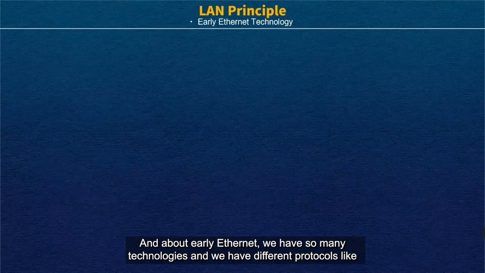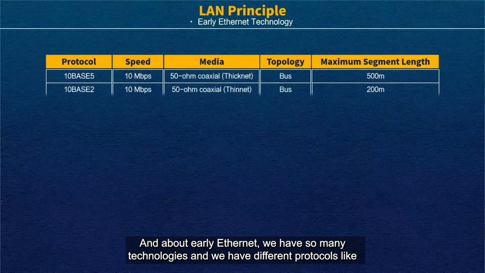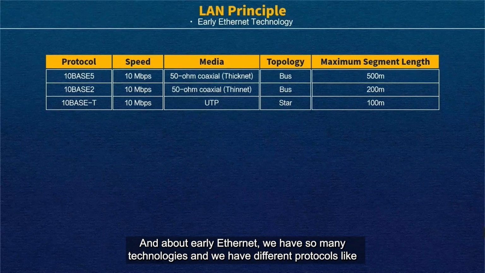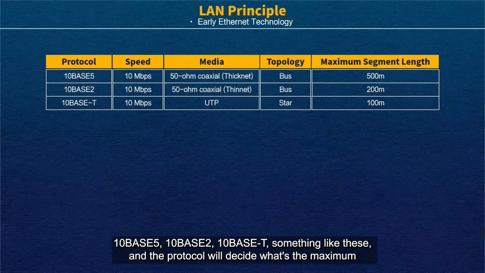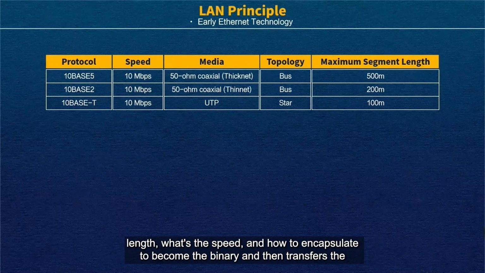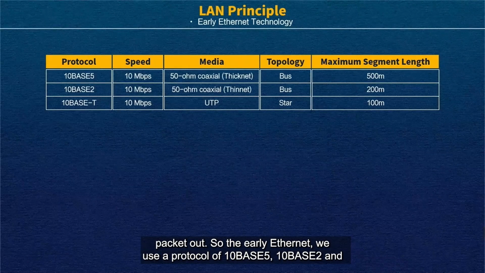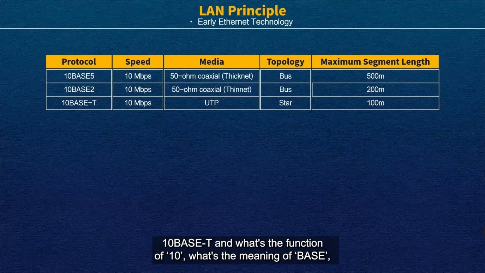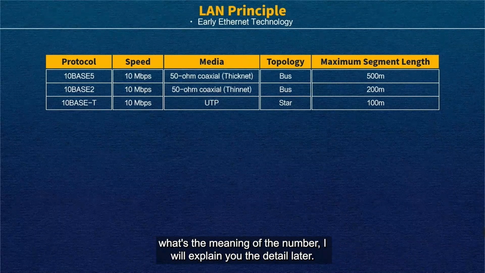And about the early Ethernet, we have so many technologies. And we have different protocols like 10-base-5, 10-base-2, 10-base-T, something like this. The protocol will decide what's the maximal length, what's the speed, and how to encapsulate to become binary and then transfer the packets out. So in the early Ethernet, we use the protocols 10-base-5, 10-base-2, and 10-base-T. What's the function of the 10? What's the meaning of base? What's the meaning of the number? I will explain the details later.